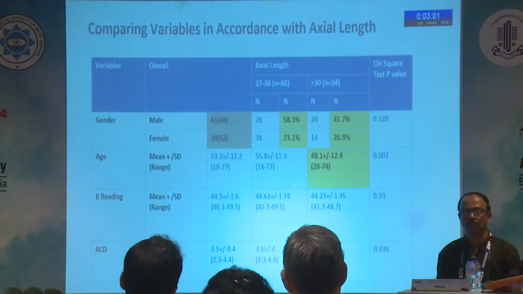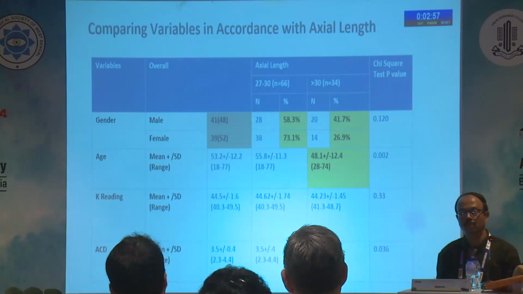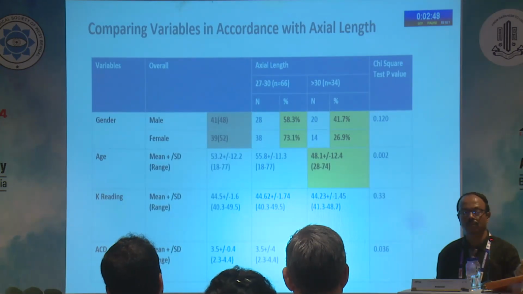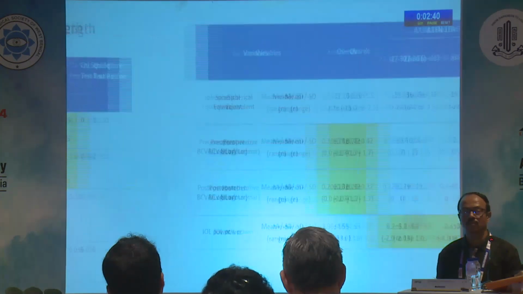We compared the variables in accordance with the axial length, that is, into two groups, less than 30 mm axial length and more than 30 mm axial length. We found that in more than 30 mm axial length, there were more males, about 40%, and the mean age was 48 in the greater than 30 mm group, and it was 55.8 in the less than 30 mm group. But there was no significant difference between K reading and AC depth.